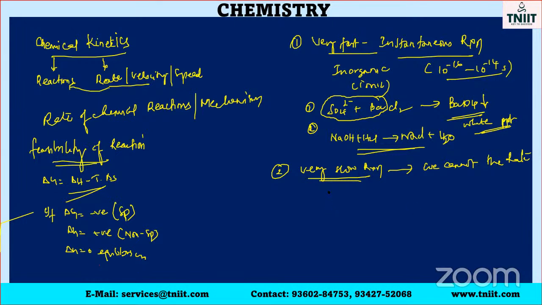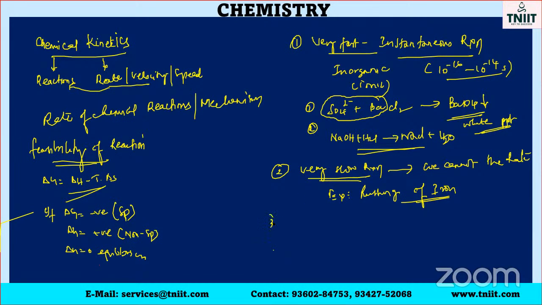I'll give you an example for the slow reaction, then you will know. Rusting of iron is a very slow reaction. It takes months together. It takes almost years together also sometimes. So very, very slow reactions are of no interest. So we cannot determine the rate of the reaction.